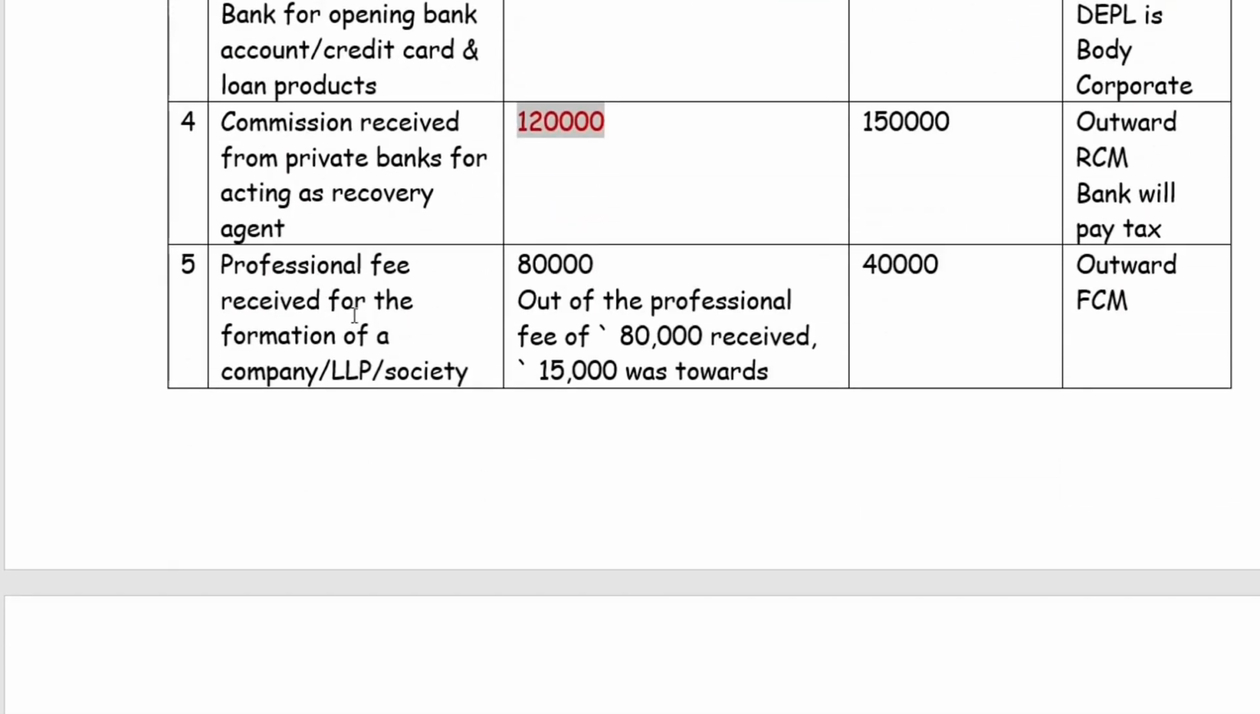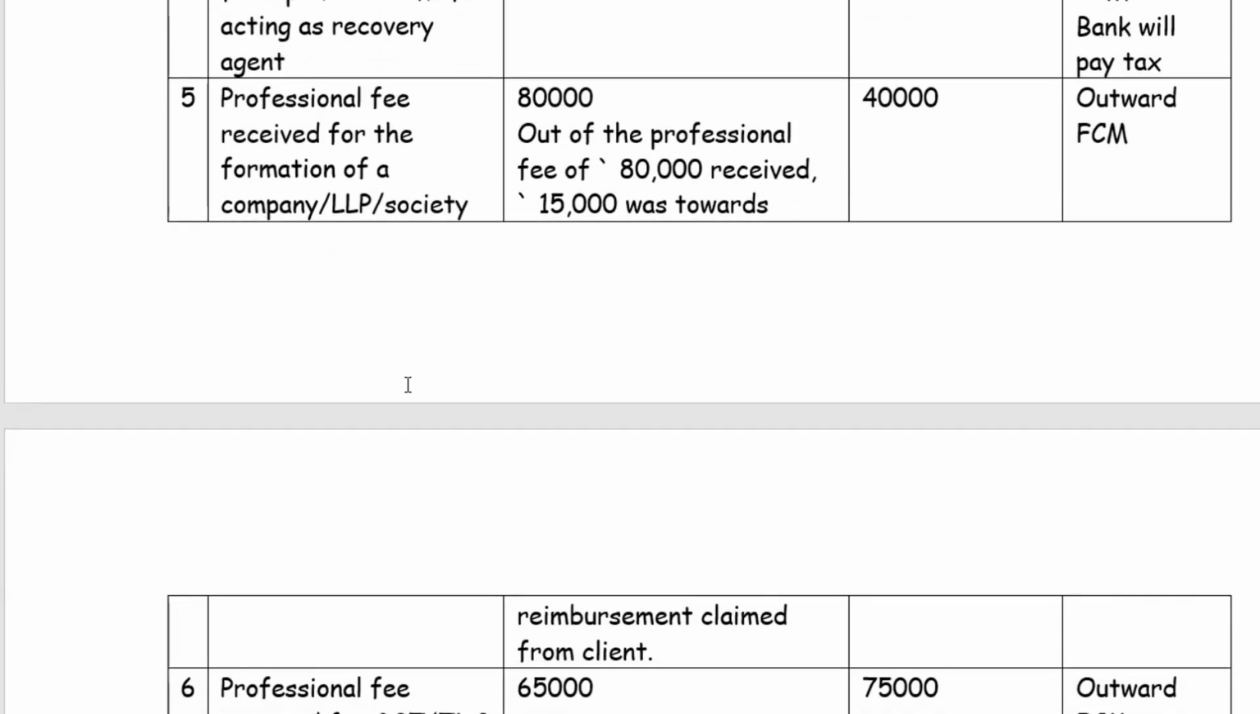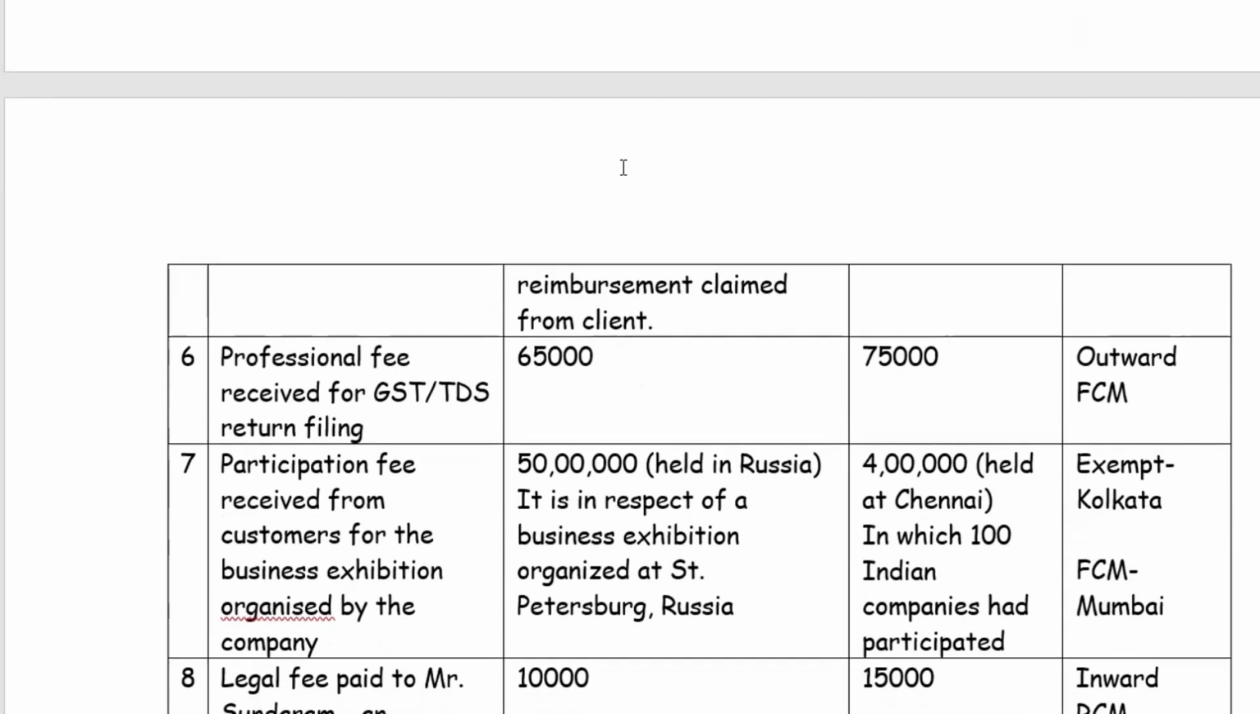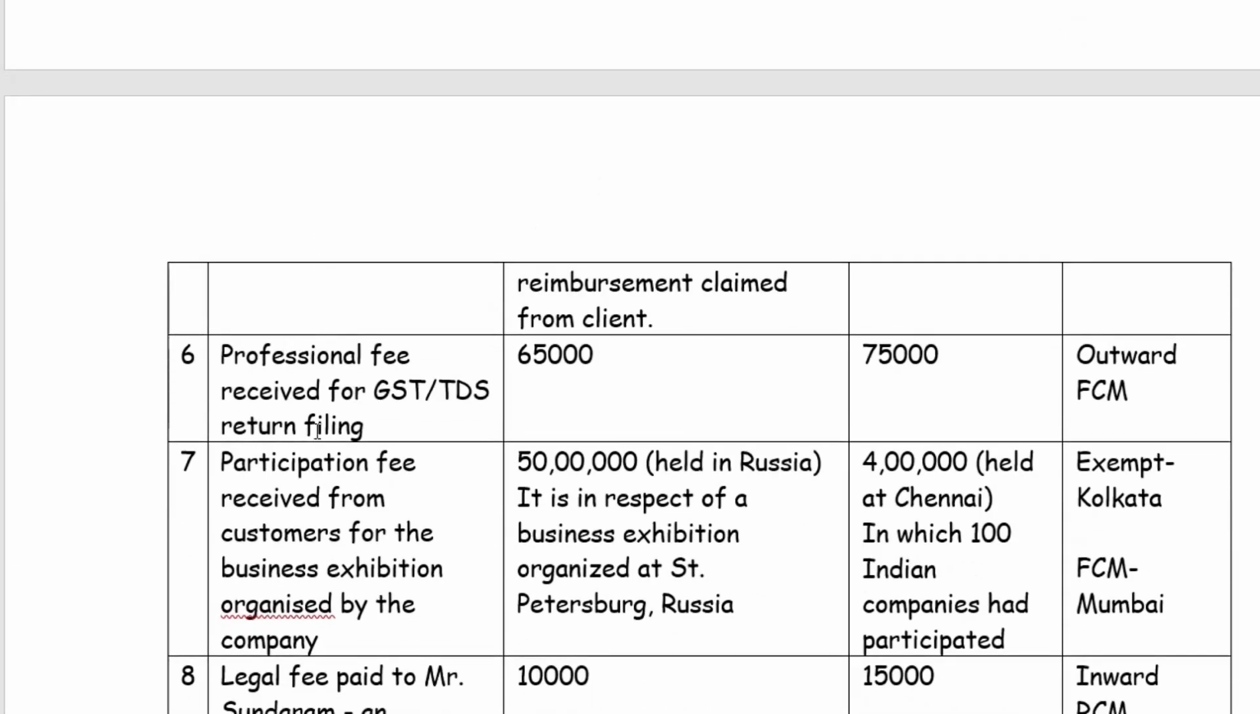Next, professional fees received for the formation of company, LLP, society. There is no concept of RCM here, so not 80,000 you have to take, because 15,000 was a reimbursement claimed on the client, right? So 80,000 minus 15,000, that is 65,000, will be included. Next, professional fees received for GST or TDS return filing. Yes, it is one of the outward service supplies and comes under forward charge mechanism. So 65,000 should be included.